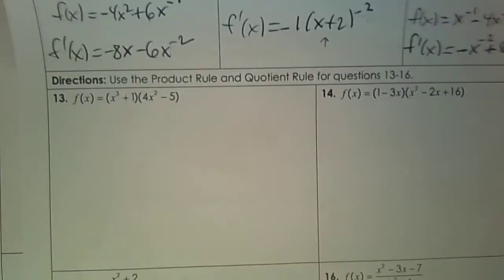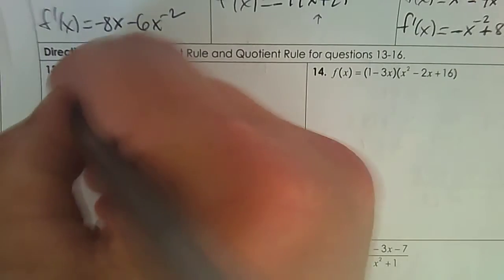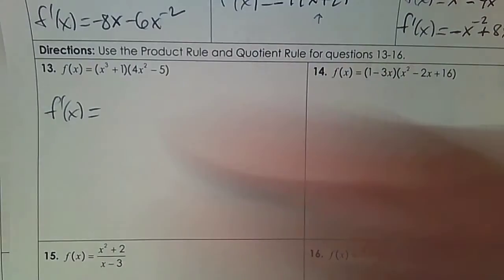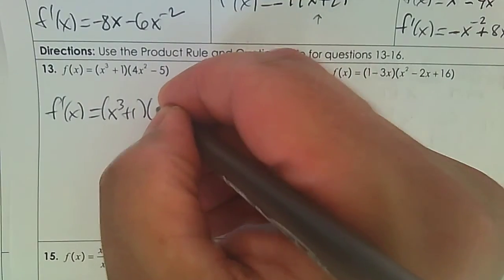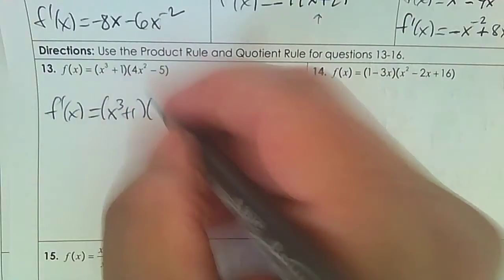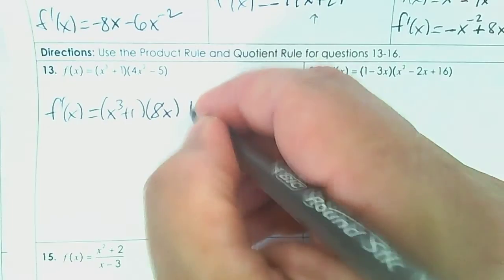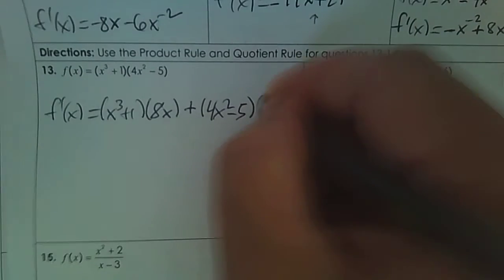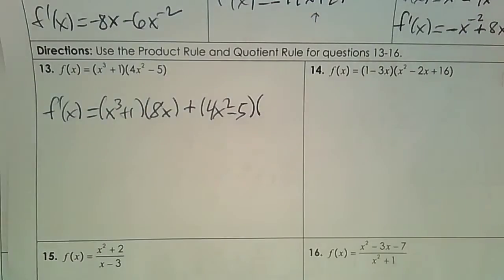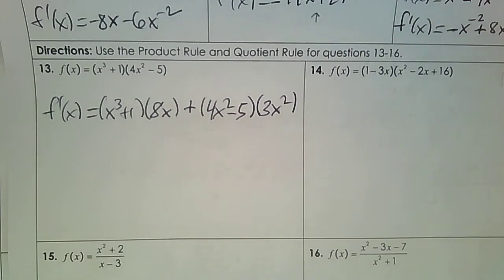How about using the other 2 rules we came up with this lesson, the product and the quotient rule? No simplifying. So the product rule is the first, x cubed plus 1 times the derivative of the second. 2 times 4, 8x. The derivative of -5 is 0. Then the second, 4x squared subtract 5 times the derivative of the first, 3x squared. Done. Let's do it again.